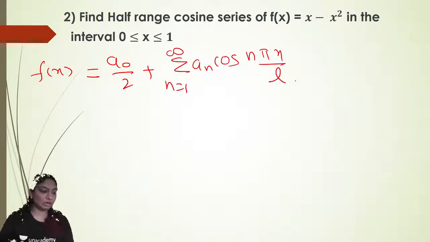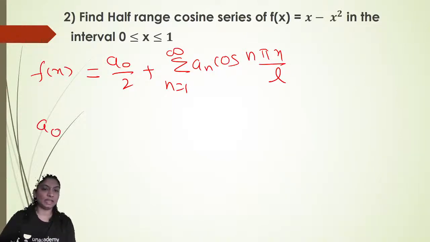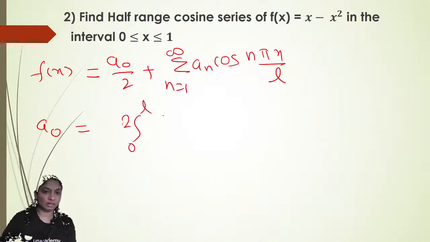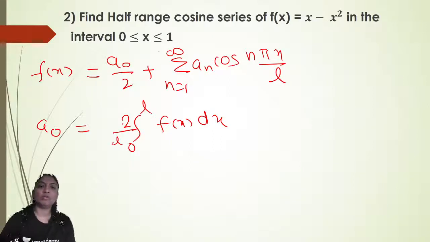Okay, here cos n pi x by L, f of x is equal to this. Now calculate a0. So what is our a0? A0 is equal to 2 by L integral 0 to L, f of x dx. L is here 1, so L is equal to 1. So you will get 2 by 1 integral from 0 to 1.